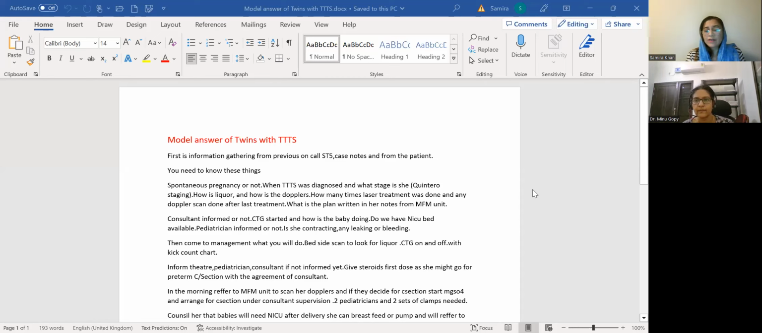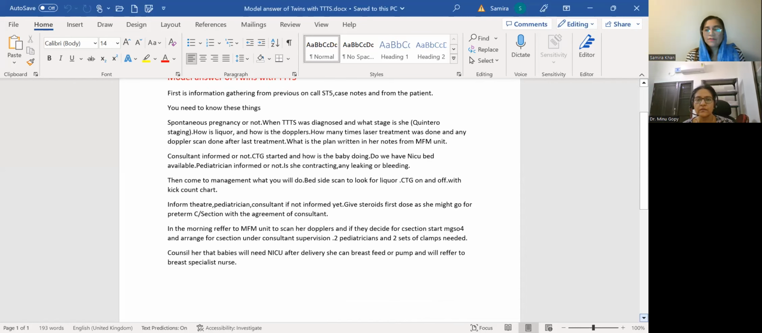So you gather information from the case notes, from the previous shift, and from the patient. You need to know whether this is a spontaneous pregnancy or not, and when twin to twin transfusion was diagnosed. So it's a twin, maybe it's an IVF pregnancy, right? Twin to twin transfusion is diagnosed, and at what stage. You talked about the stage and everything.